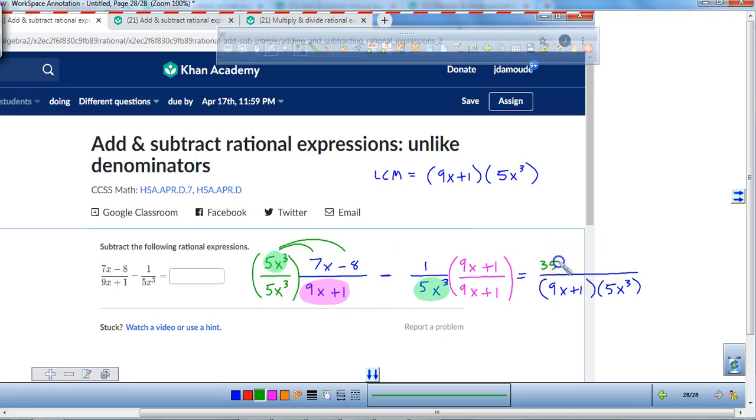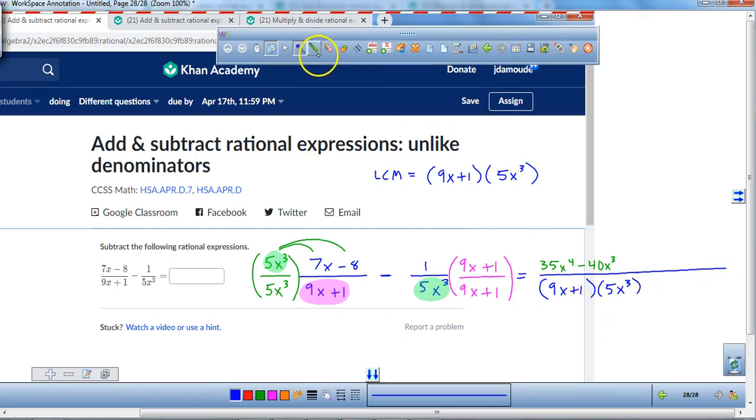So when we distribute it, we get 5 times 7, which is 35. So we'll put 35. X cubed times x is x to the power of 4 using the product property. Alright, and then we have 5 times negative 8. That's going to be negative 40. And then we got to stick the x cubed right along with it. I'm going to make this fraction bar just a little bit further. Alright, we're almost done here.